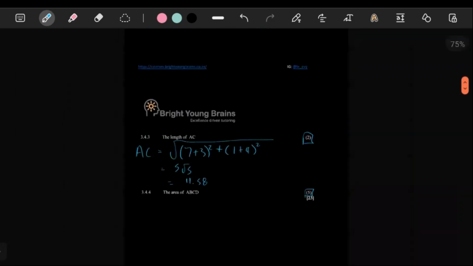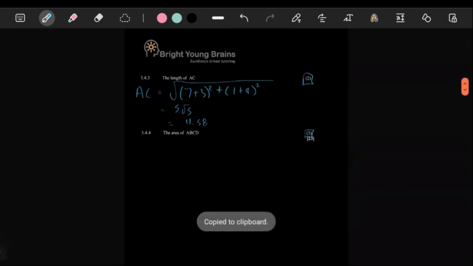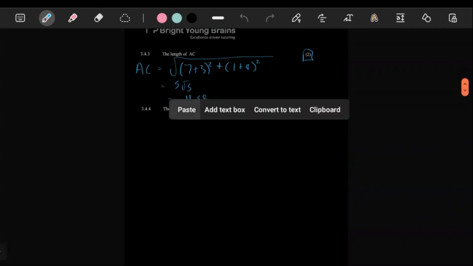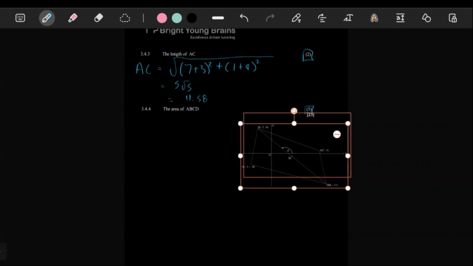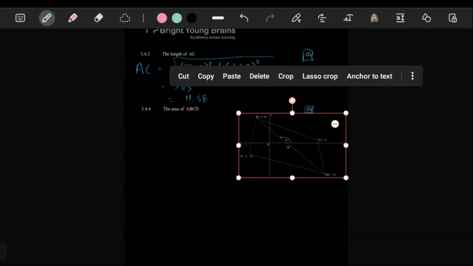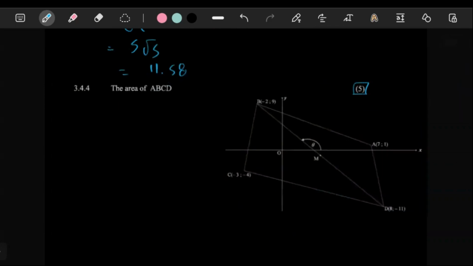Wow, 5 marks. Okay, maybe a worthy opponent. Let's see here. Copy this question, paste it down here. So we need to get the area of a certain shape. Let's see what it is. So we need to get the area of ABCD. So let's check out where ABCD is. Oh, the whole thing.